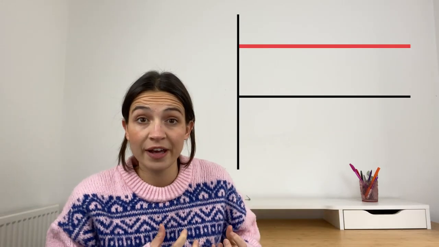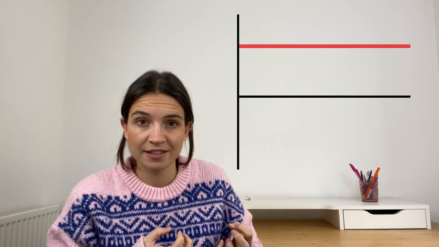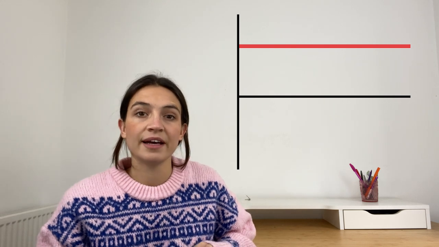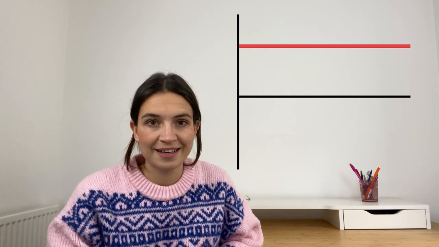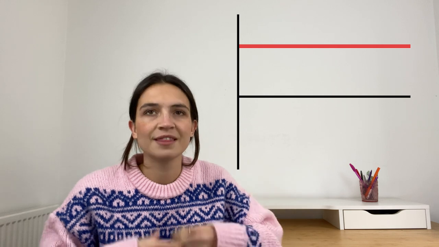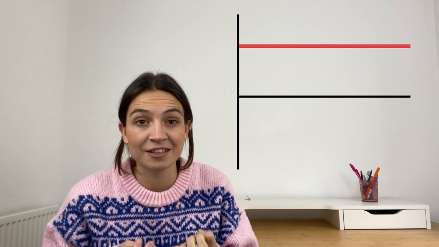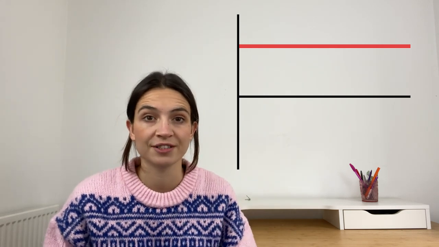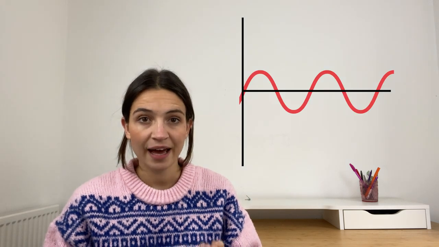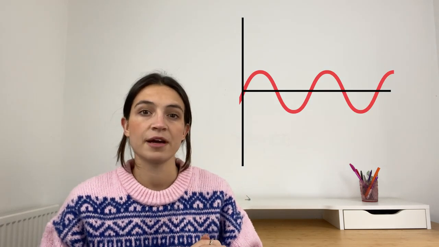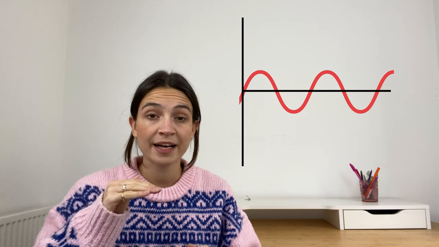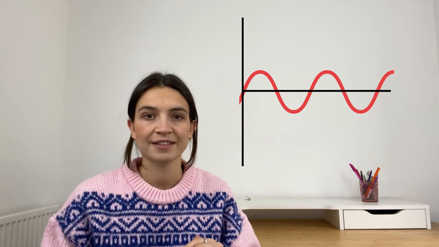So what does AC and DC look like on an oscilloscope? This graph here shows DC current. You can see that my line is all above the x-axis of my graph. That tells me that this current is flowing in one direction. And this graph here shows AC current. You can see that my graph goes between above the x-axis and below the x-axis.